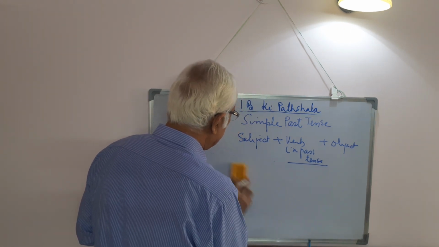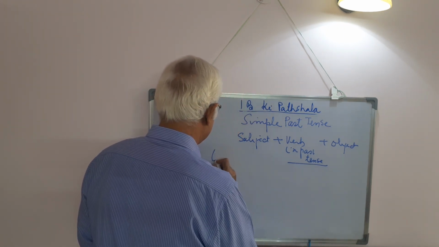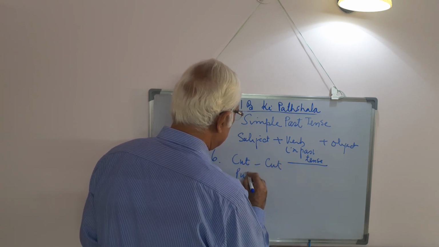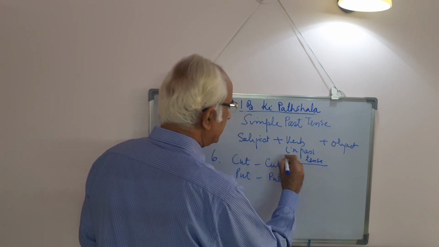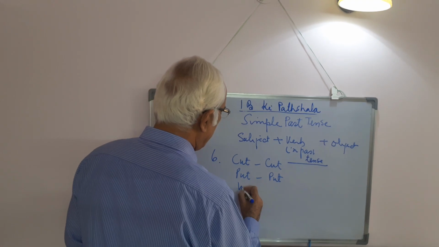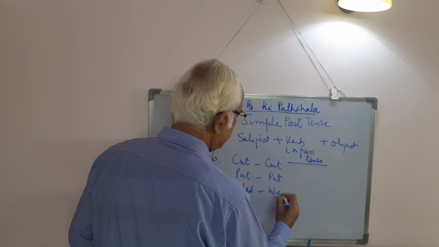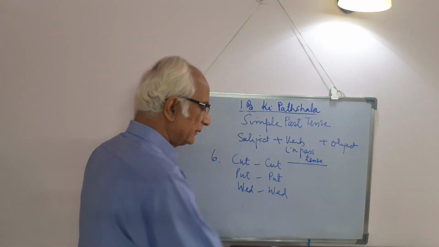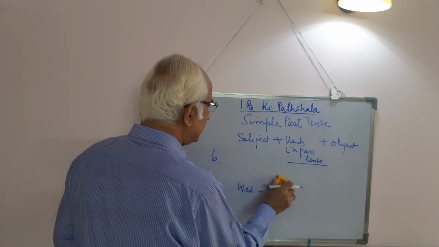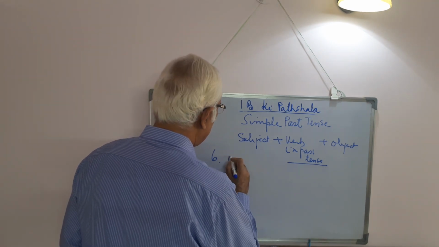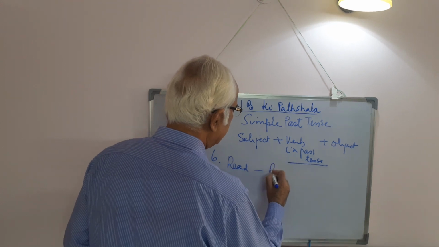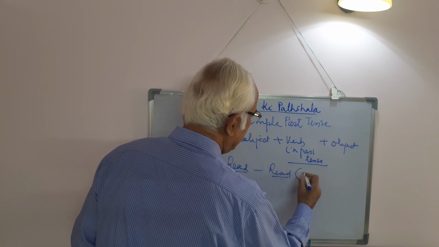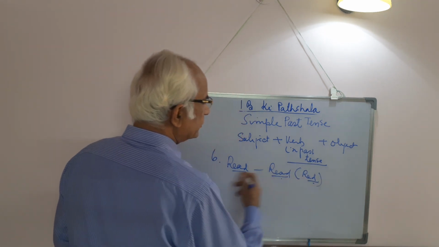Then, in some cases, there is same word. Cut, cut. Put, put. We don't say cutted or putted. Wed, wed. Then it is the same word but pronounced differently. For example, read, read. Spellings are same, but it is pronounced as red, like color, R-E-D, red.